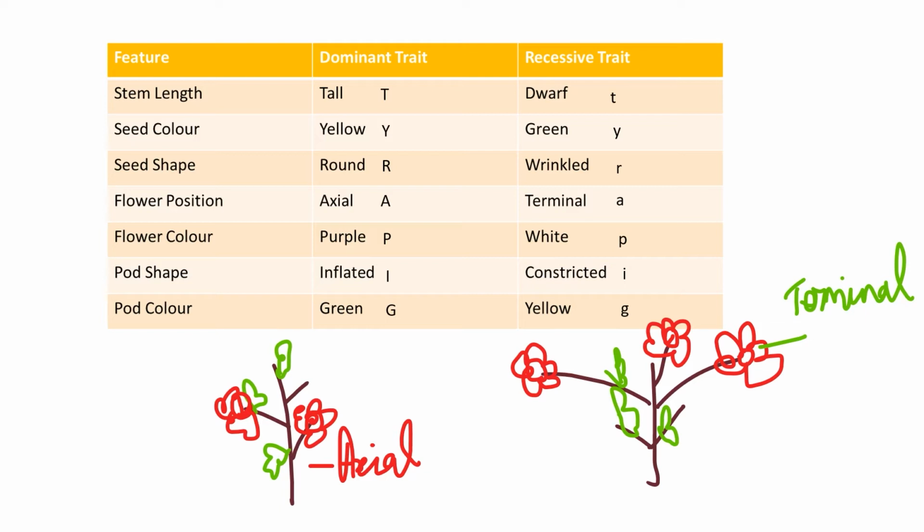Flower color, purple and white. Pod shape, inflated, constricted. Inflated means ripe, constricted means dry. Pod color, green, yellow. These are the contrasting features Mendel observed when he grew garden pea plant.